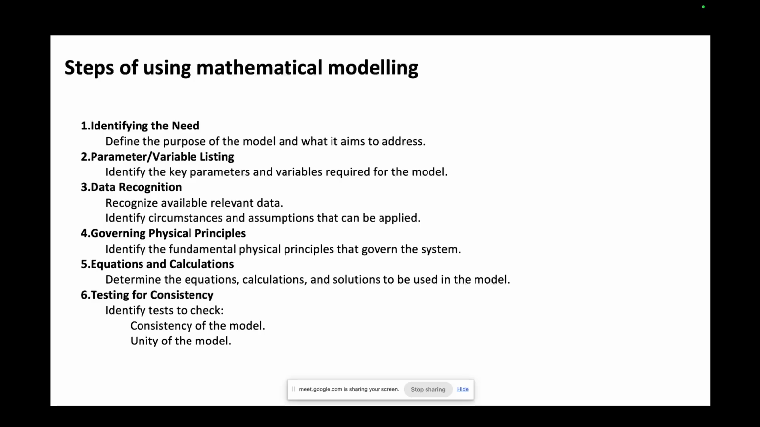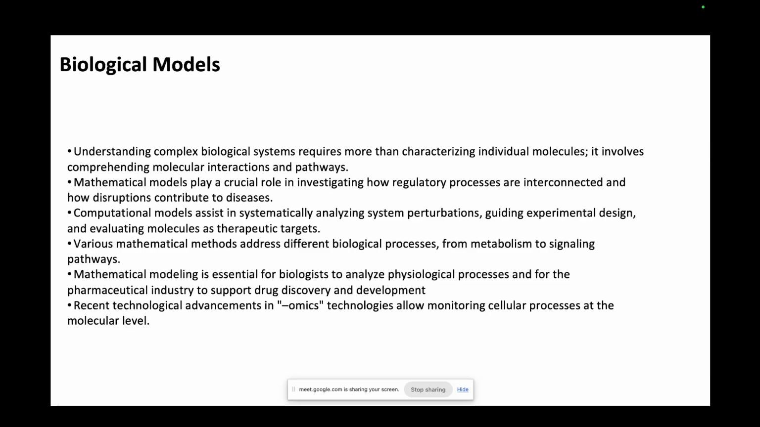That is the final part, and you can call it the least important part of the whole modeling procedure. The first and most important thing is to have a proper question, a proper hypothesis that you want to ask from your model. Right. Okay. Moving on.